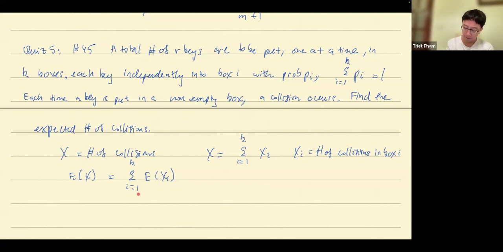So here you see that, as far as a box i is concerned, the number of collisions is essentially, suppose it has 3 keys in here, then how many collisions do we have? 2 collisions, right? Because the first time a key is put inside the box, there's no collision. Then the second and third times, there is a collision each.